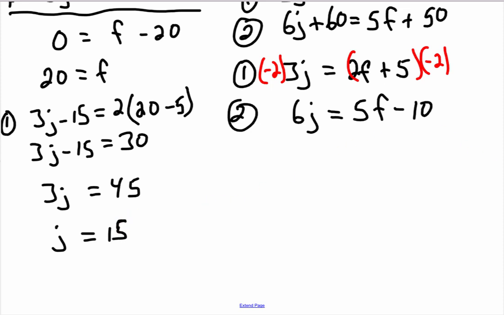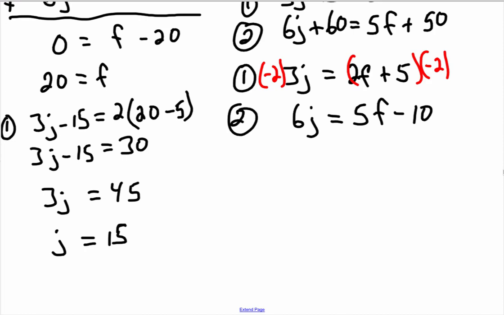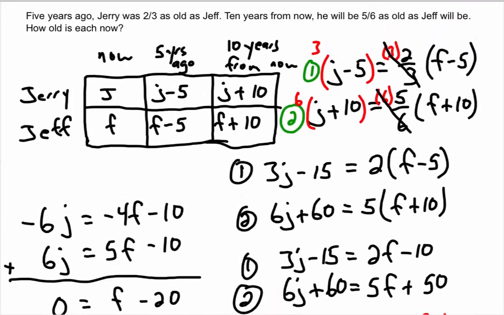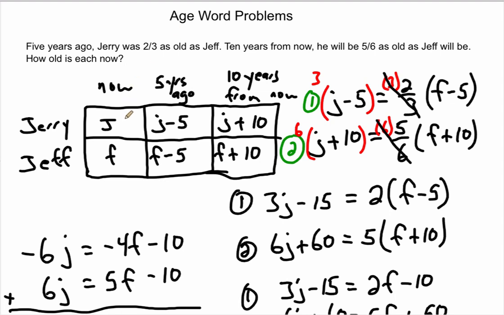Okay, so now we think that's true. We have f is 20 and j is 15, so I'm going to go way back up here. This is a nice problem. I like it. F is 20 and j is 15.